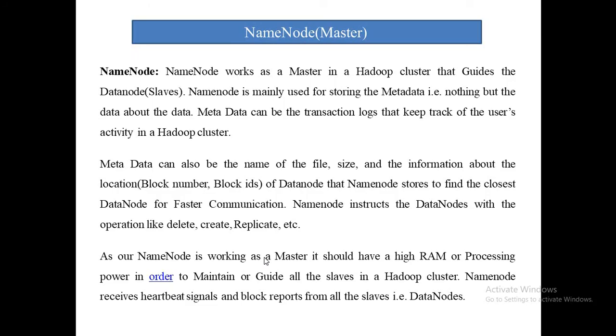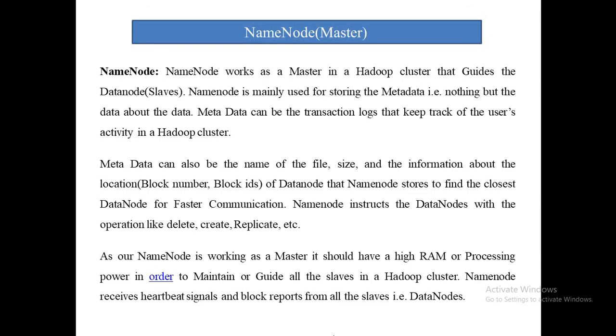Name node instructs the data node with operations. We can say it is like a brain, giving the instructions to the data node on what it has to do. You can delete, create or duplicate, means replicate also, etc. These types of things can be instructed by the name node. As our name node is working as a master, it should have high RAM and processing power in order to maintain and guide all the slaves in the Hadoop cluster.